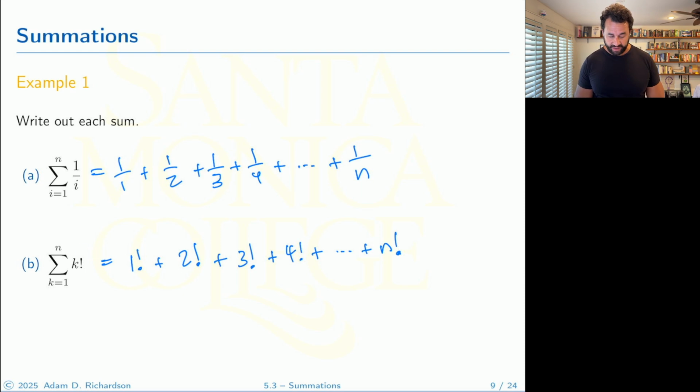What's happening is we have a sequence given by k factorial, and that sequence is going to determine the terms of our sum. But because we are adding up all of these terms, we don't have a sequence anymore. We have a sum or a summation, all right? So just bear that in mind that sequences and series are not the same thing. They are very different things.